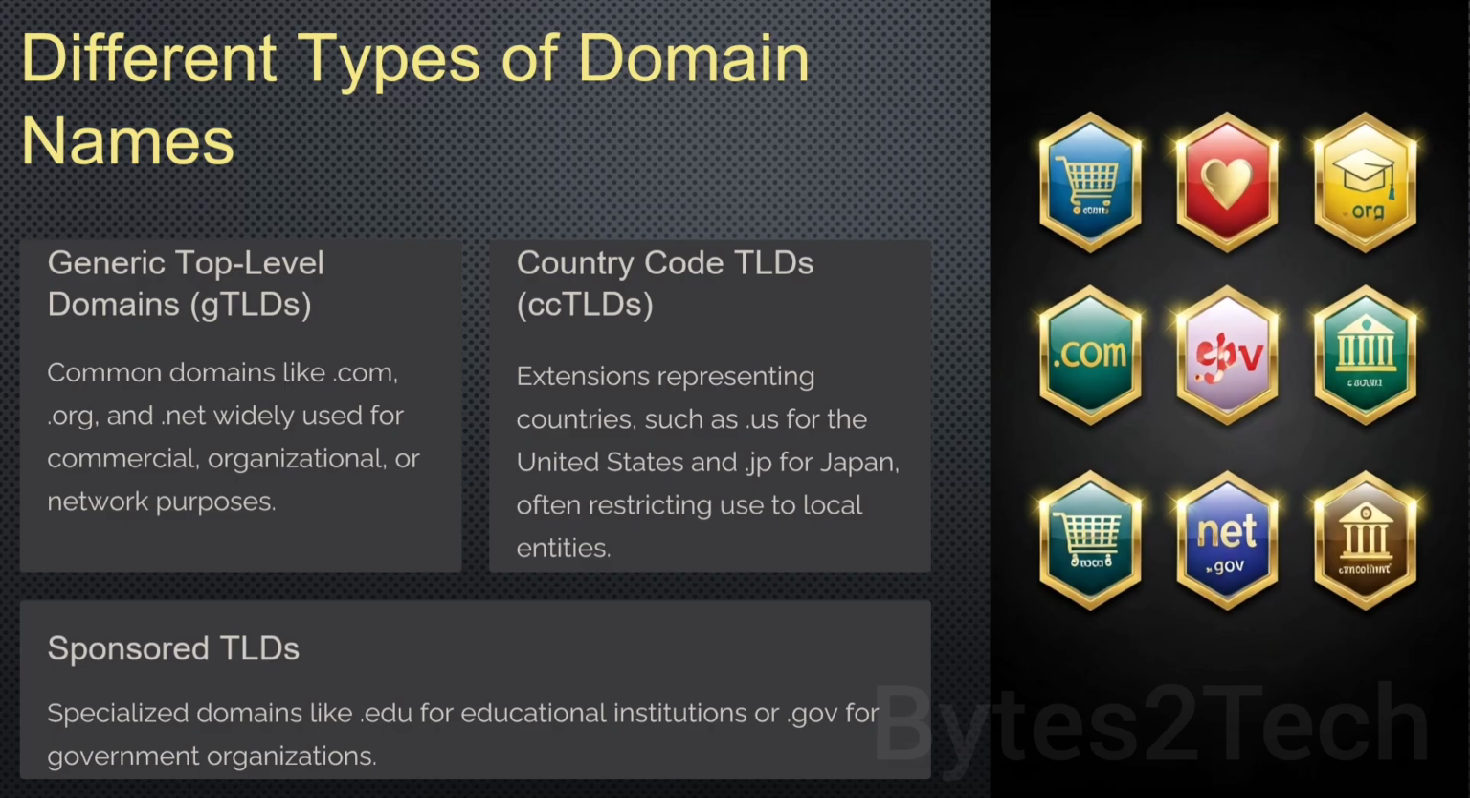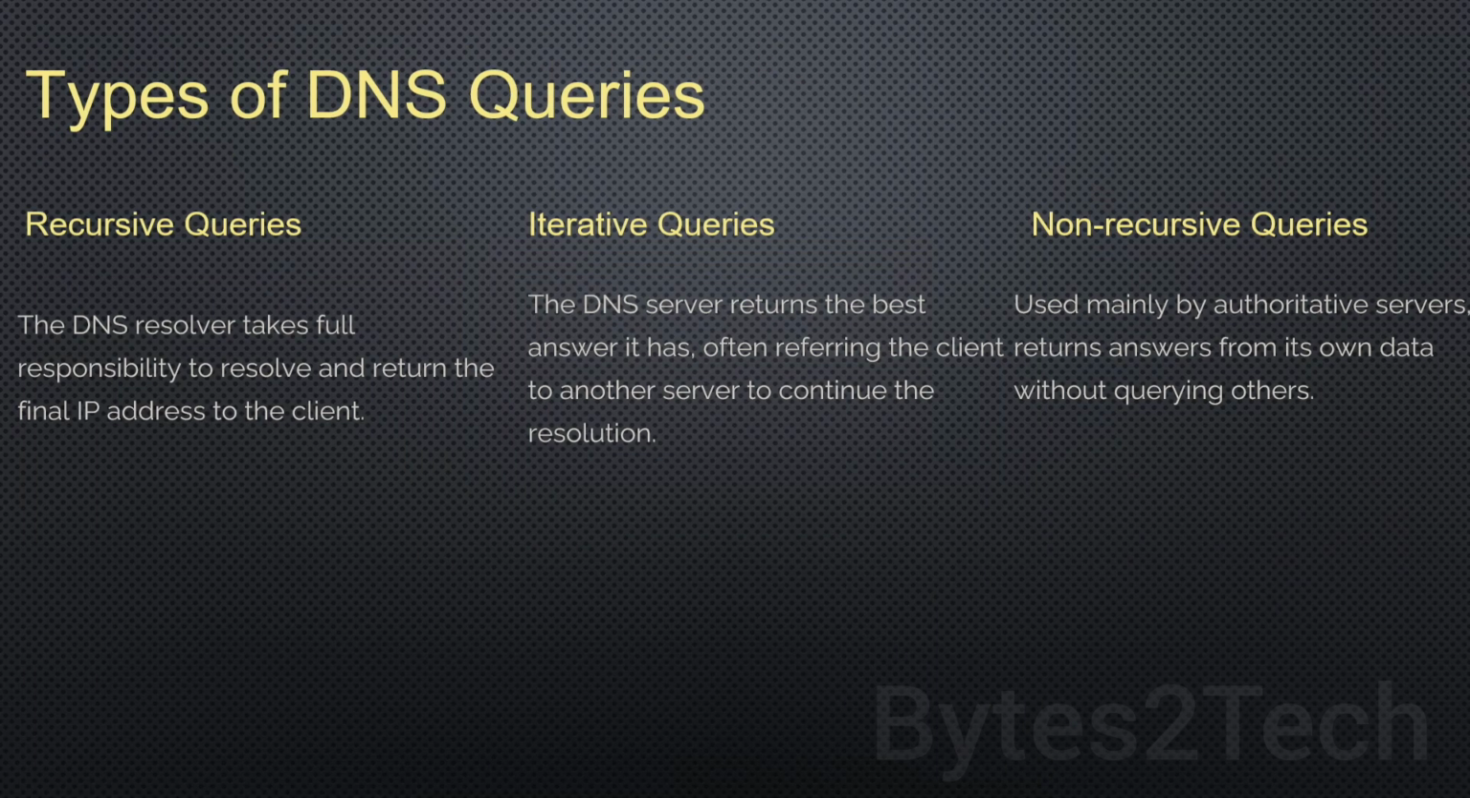Now, the article mentioned different query types too. Recursive, iterative, non-recursive. How do they differ? Okay, so these describe how the resolver talks to the other servers. A recursive query is basically the resolver saying to another DNS server, find this IP address for me and don't come back until you have it or tell me you absolutely can't find it. The server has to do the full work or return an error. So it's demanding the full answer.